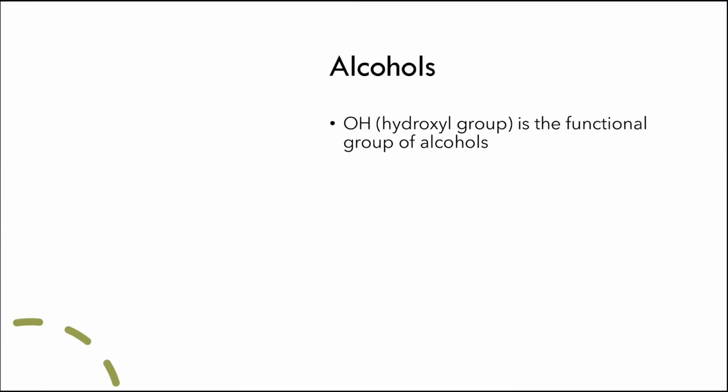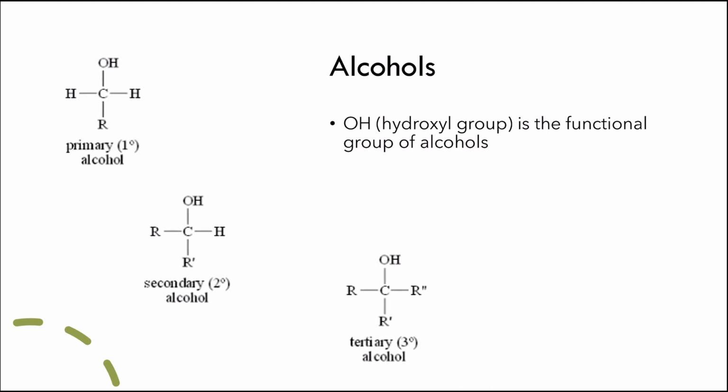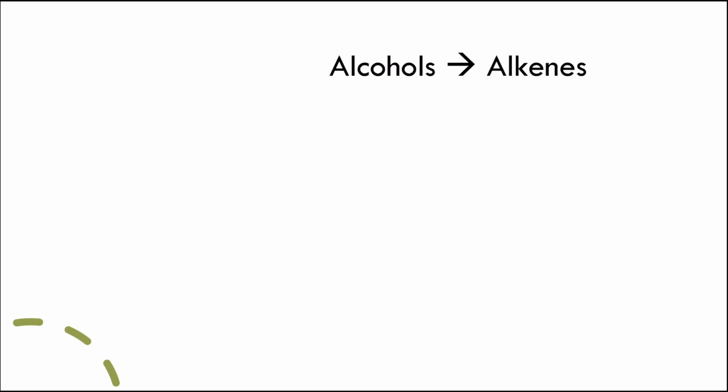Dehydration of alcohols. Alcohols have the functional group OH, or hydroxyl group. Depending on how many hydrogens are attached to the carbon that has the OH group, we can have primary, secondary, or tertiary alcohols. Primary alcohols have two hydrogens attached to the carbon which has the OH group. Secondary alcohols have only one hydrogen, and tertiary alcohols don't have any hydrogen attached to the carbon.